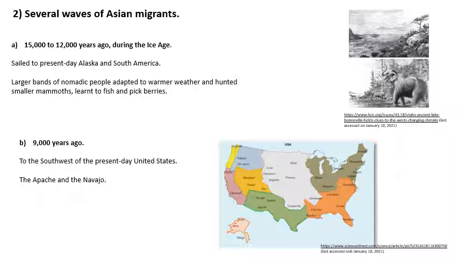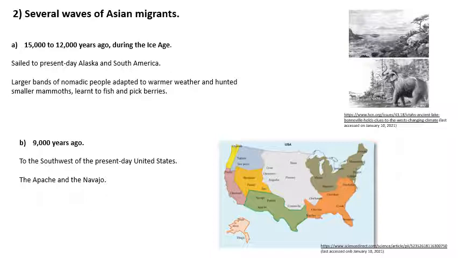As the weather became warmer and as the larger mammoths died out, larger bands of nomadic people adapted to these climate changes and hunted smaller mammoths, learned to fish and pick berries. They also developed new kinds of weapons like bows and arrows, and nets and hooks for fishing. 9,000 years ago, a second wave of migrants went to the southwest of the present-day United States. They came to be known as the Apache and the Navajo.